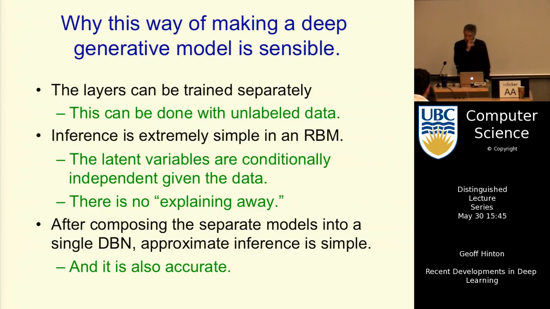So the reason why this generative pre-training makes sense is that you can design your feature detectors on unlabeled data. After you put all these models together, you've got very simple inference. It's just a feed-forward net. It's doing approximate inference, but it's accurate approximate inference. And that means that you can take data and infer all your feature detectors much, much faster than if you use one of the normal directed graphical models, where you have a phenomenon called explaining away, which makes inference very complicated.